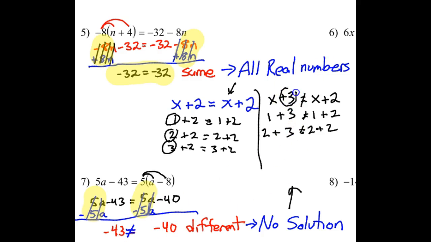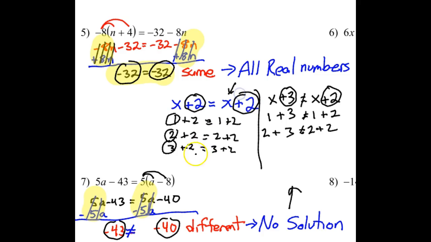You can see how these are different numbers, the 3 and the 2. And over here, these are the same number, like these are the same number on both sides. So, yeah, that's how we get the no solution and all reals.